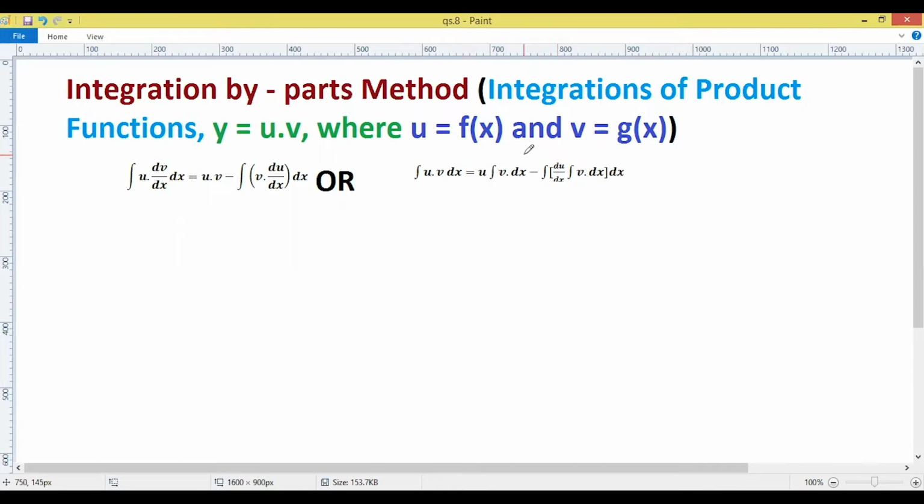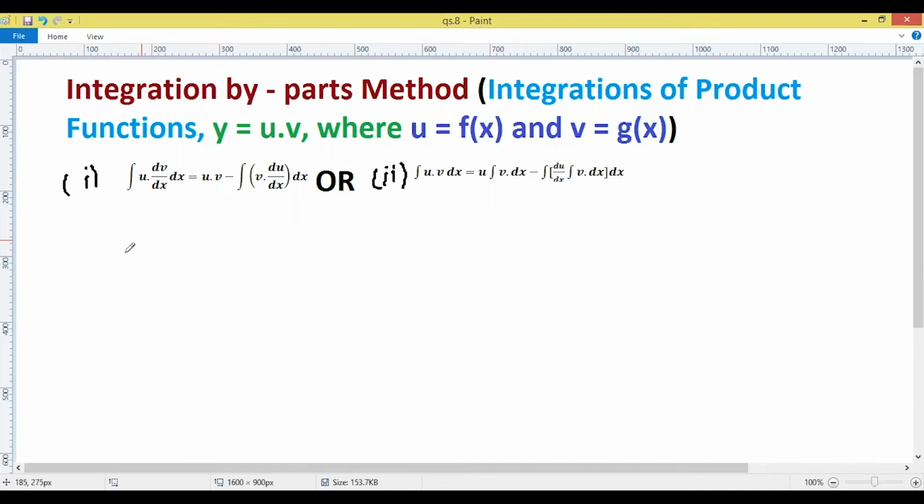Alright, so the popularly known formulas for this method are, you can see, this is the first formula and this is the second formula, and these two formulas do not give different results. They are in fact the same formula, but we have them in two forms, so we'll discuss both.